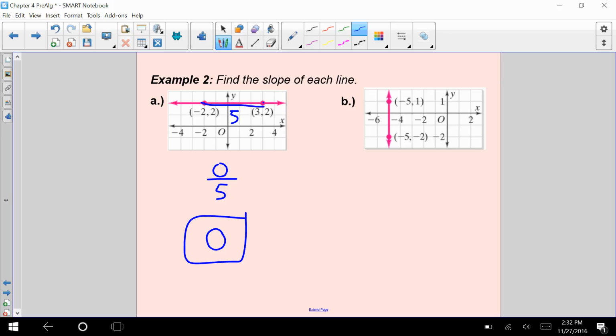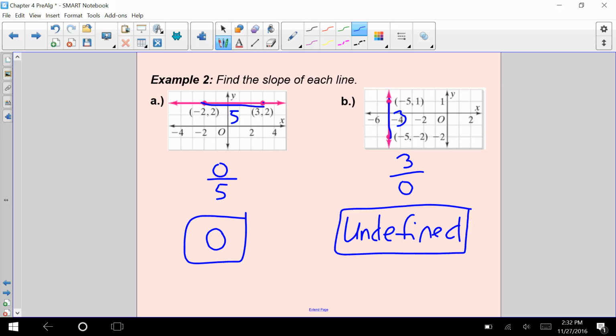For the second one, we go from this point to this one. We rise 3, we run 0. 3 divided by 0, it's impossible. You cannot divide by 0. The slope of this one is undefined. So it is not necessary to remember that a horizontal line has a slope of 0 and a vertical line has an undefined slope. You can figure that out using the same methods we've been using.